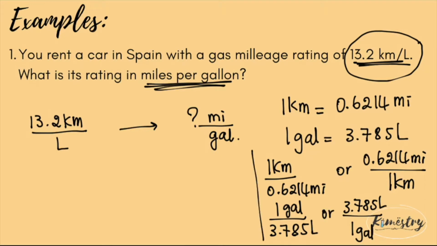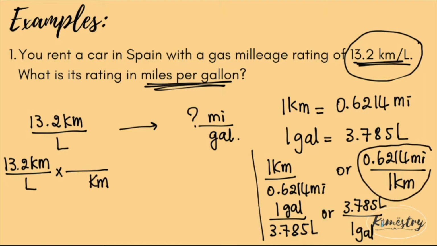So now, if we start with 13.2 kilometer per liter, I can choose to convert kilometer to mile first or liter to gallon first. It doesn't matter. Usually I wanted to work with the one on the top first, so I'm going to convert kilometer to mile. In that case, I need to cancel out kilometer. I need kilometer on the bottom, which means I need to use this one. So 0.6214 mile per 1 kilometer. Kilometer got cancelled. Now I've got my mile.